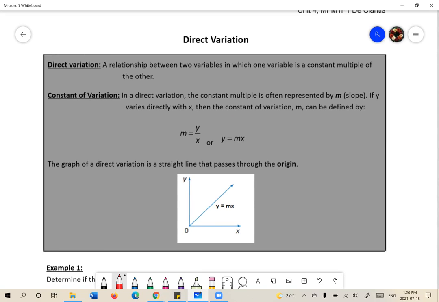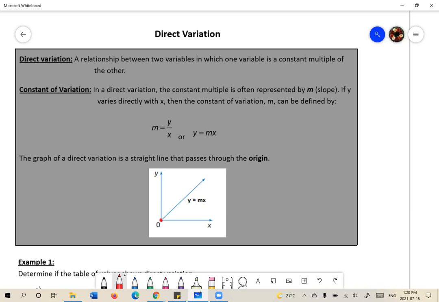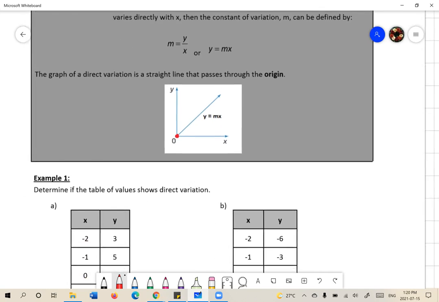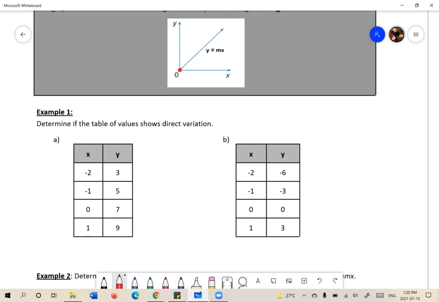When you graph a linear relation that is direct, your line will always cross the origin. Remember that this point right here, the origin, is 0, 0. X is equal to 0 and y is equal to 0. So in example 1, let's try identifying whether these tables of values represent a direct variation according to the points included in the table of values.